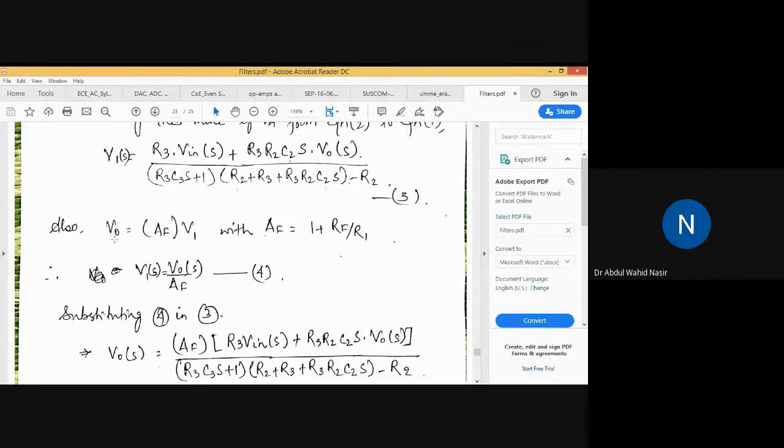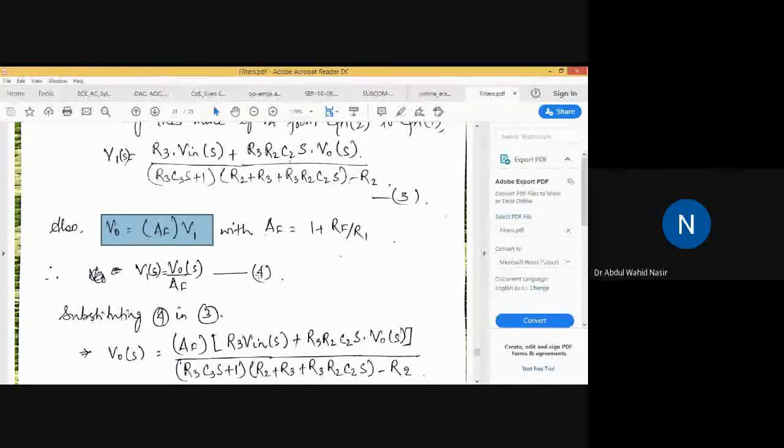Or we can write, using this equation, V1 is equal to V naught by AF. Okay, this equation will be clear to all now. We know for an op amp, V naught is equal to AF into VI for a non-inverting input at the terminal, where AF is equal to 1 plus RF by R1. So if you simplify, we can write V1 as V naught by AF.